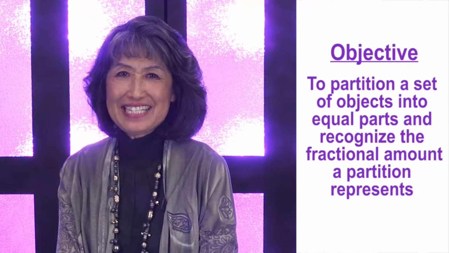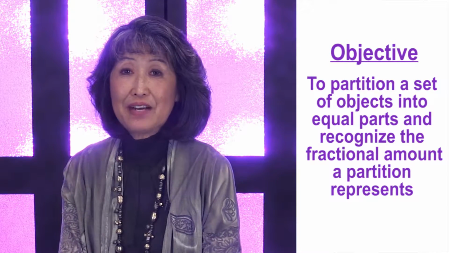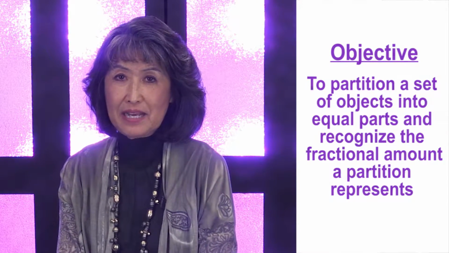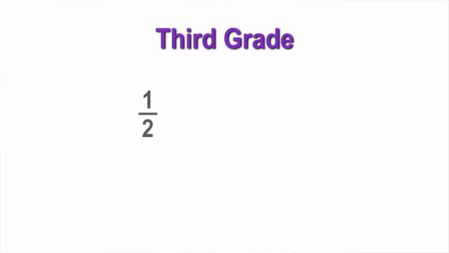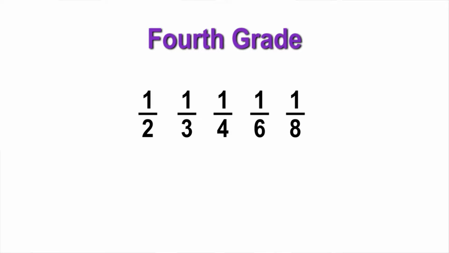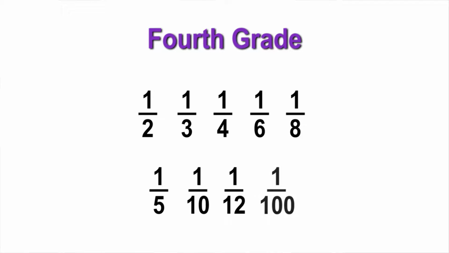The objective of this lesson is to partition a set of objects into equal parts and recognize the fractional amount a partition represents. In third grade, students partitioned area models and length models, sharing equally with 2, 3, 4, 6, and 8. Now in fourth grade, students will be introduced to set models with these denominators, as well as 5, 10, 12, and 100 as denominators.